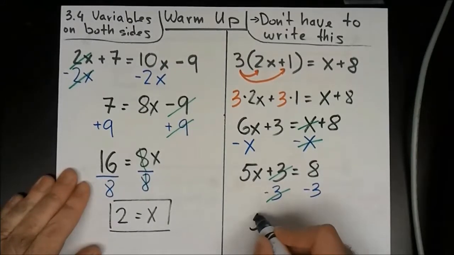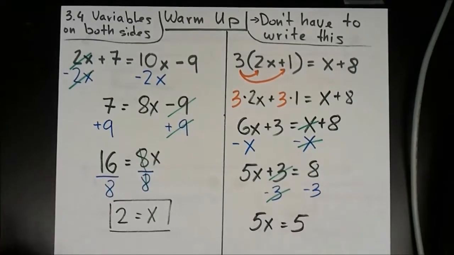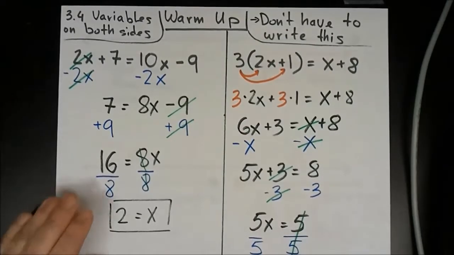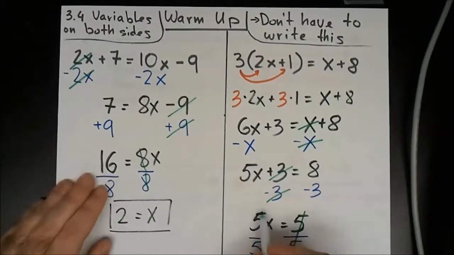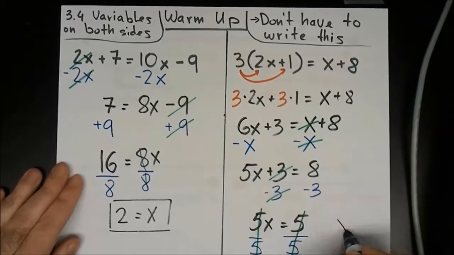So 5x equals 5. And my last step, divide both sides by 5. Over here we have simplification to 1, so that's just 1. Same thing here. Both of them simplify to 1, so 1 times x is x, and here I just have a 1, so x equals 1.